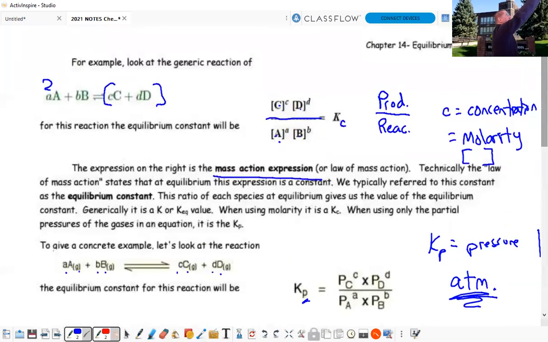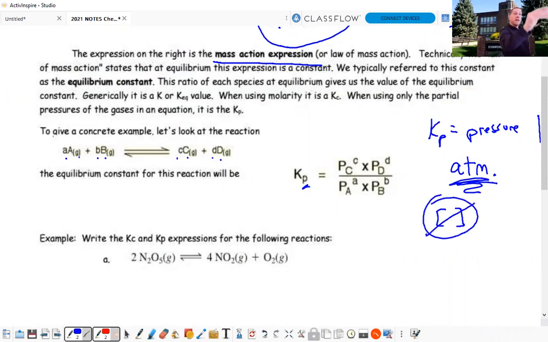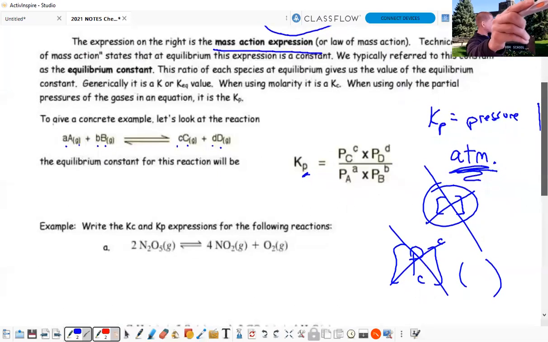When you're going from the KC expression, which you use brackets, they're very specific about the way you write the KP on the AP chemistry exam. Meaning, if you use brackets, they mark it wrong because they want to make the distinction between a KC and a KP and that they're different. So if you write the K like that, they're going to mark it wrong. It's okay to use parentheses, but I would recommend nothing, like I have there. And you'll see as we do a few of these.